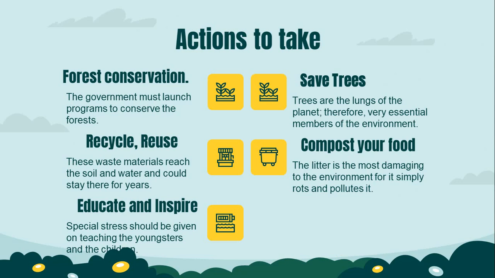So let's see another one: recycle and reuse. A lot of the waste that pollutes the environment consists of household materials that are no longer in use, like plastic and glass bottles, tin cans, broken computers or other plastic items, cloth, and so on. These waste materials reach the soil and waters and stay there for years, polluting them and reducing their quality. If we take the simple step of recycling the waste instead of throwing it into the environment, we would be doing a great job of saving the environment.